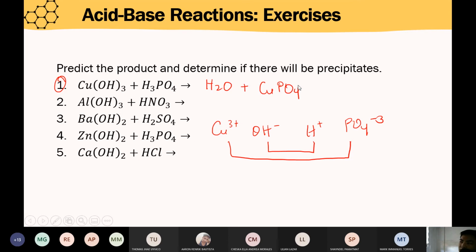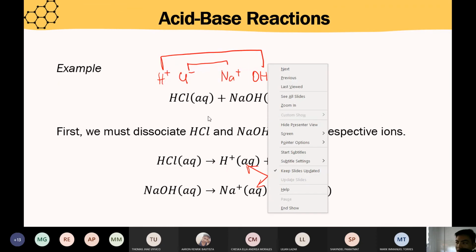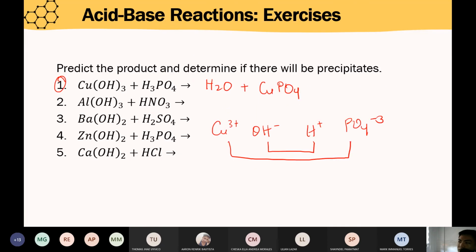Ito yung salt na sinasabi kanina. And when you say salt, it's not NaCl lang. When you say salt, it is ionic compound. Such as this one. So now, let's check kung precipitate din ba yan. Balik ulit tayo sa solubility rules. Copper phosphate. Copper 3 phosphate.